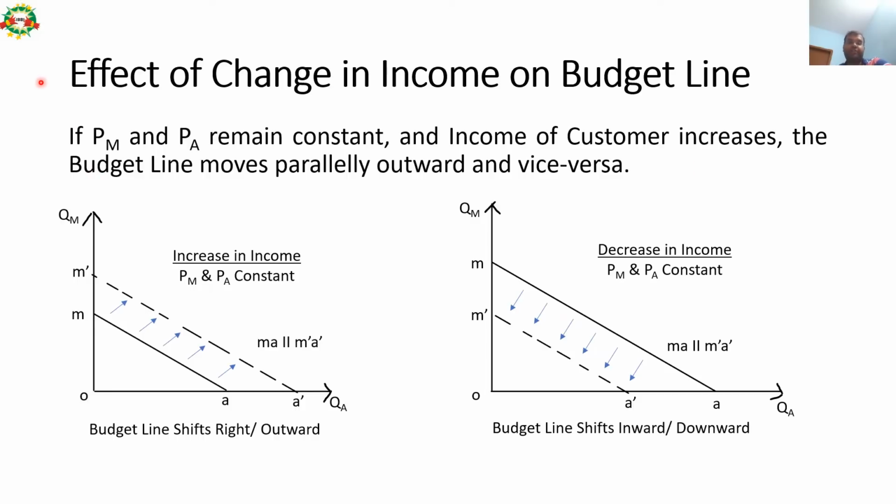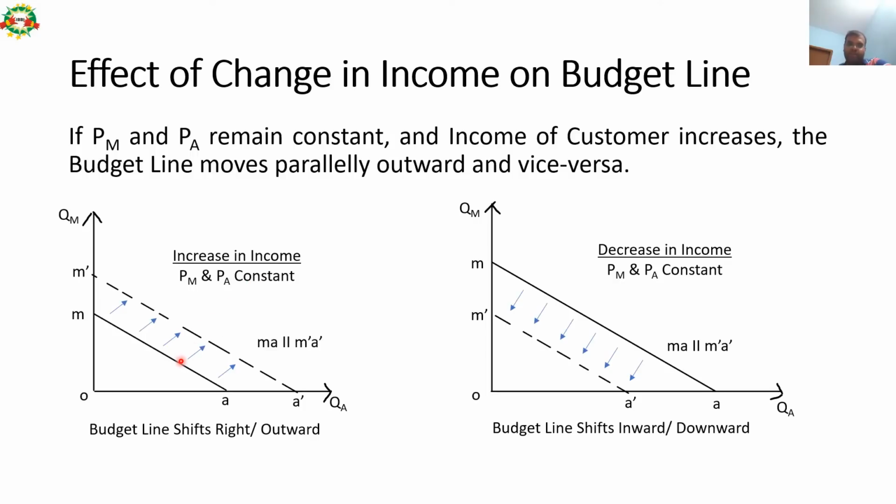Now, effects of change in income on budget line. So if we increase or decrease income, how will the budget line move? If PM and PA remain constant, that is, price of mango and price of apple remain constant, and income of the consumer increases, the budget line will move parallelly outward and vice versa. So if income increases, obviously price of apple and mango remain constant, so that means this budget line will move outward.